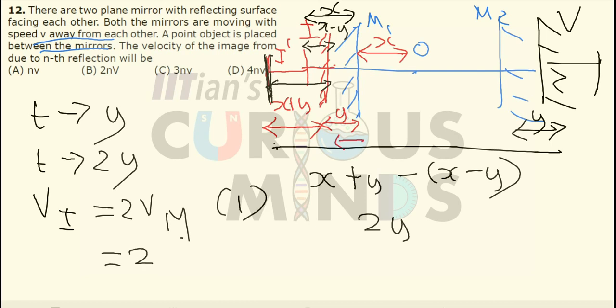So after the second reflection it will be 2 times Vm. After the third reflection, again 2 times will be multiplied, and so on. Okay. So basically I can say that the velocity of the image after n number of reflections will be equal to 2n into v, which is option number B.